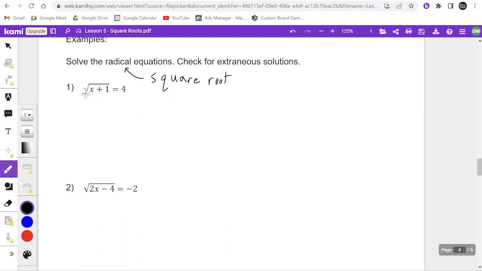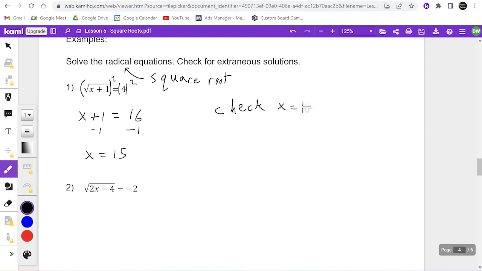So as always, step 1, square both sides. When I square a square root, like the left side, they cancel. I just get x plus 1. And on the right side, I get 4 squared, which is 16. And so then all I need to do is subtract 1 from both sides. x equals 15. That's my only solution. But I'm not circling it yet because I still have to check if it's extraneous or not.